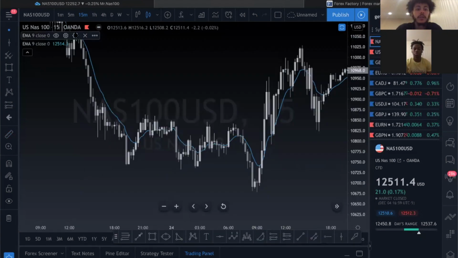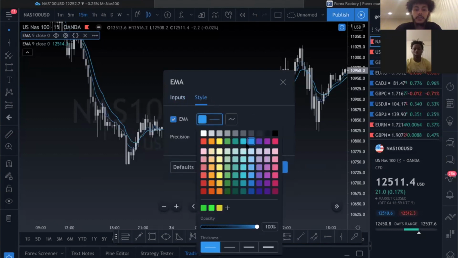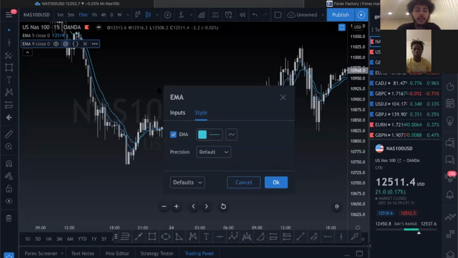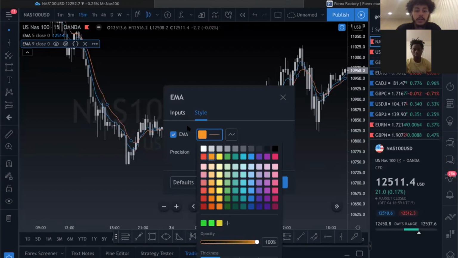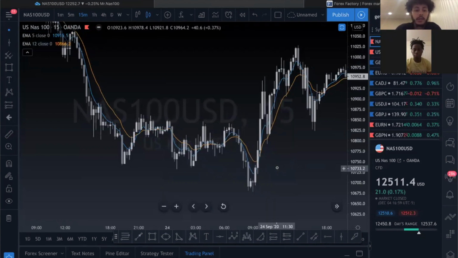On the first EMA, go ahead and hit the settings icon and change the length to 5. And for the style, make sure it's blue, any kind of blue. And the thickness doesn't matter, it's just your preference. I keep very thin lines. Press OK, and then go to the settings icon for the second EMA. Make sure this is red or orange or something like that. Go to the inputs and change it to 12. So now you have two EMAs, the 5 and the 12 EMA.